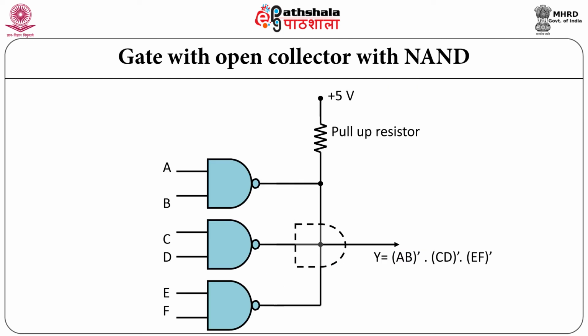Let us now study different possible gates. The open collector outputs of several NAND gates can be connected together to form the wired AND function. In this example, 3 open collector NAND gate outputs are wired together as shown in the figure. One single pull-up resistor is sufficient for this interconnection. The output Y of the circuit configuration is the ANDing of all the inputs.